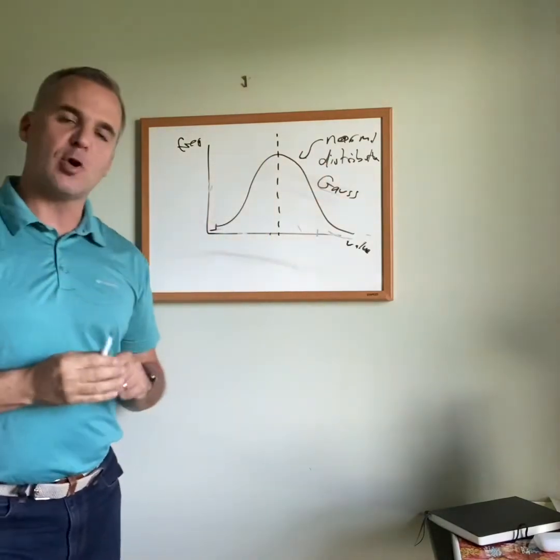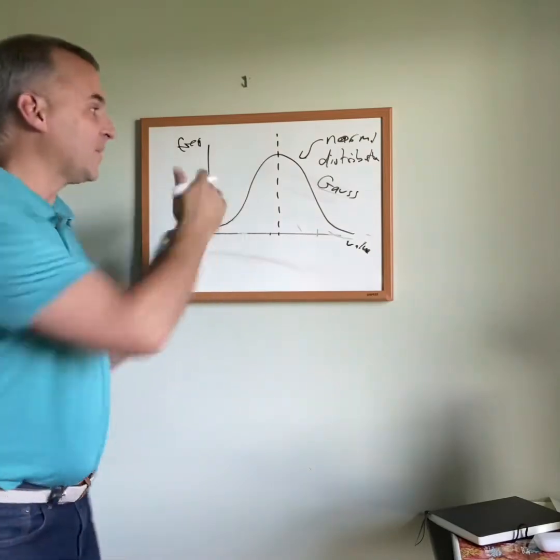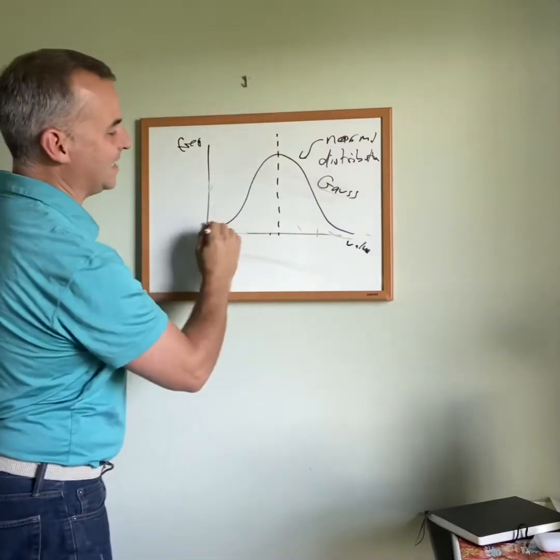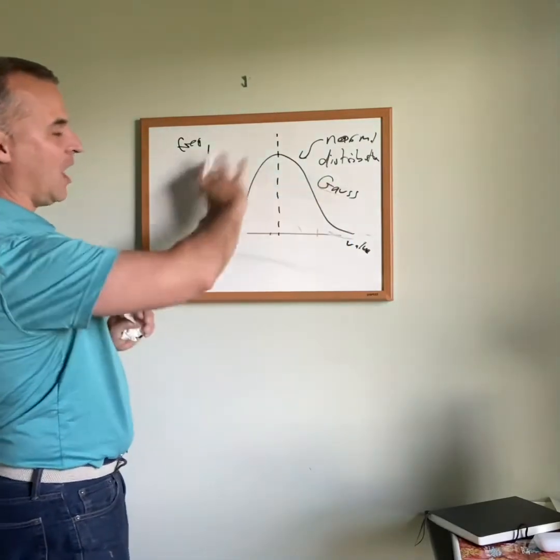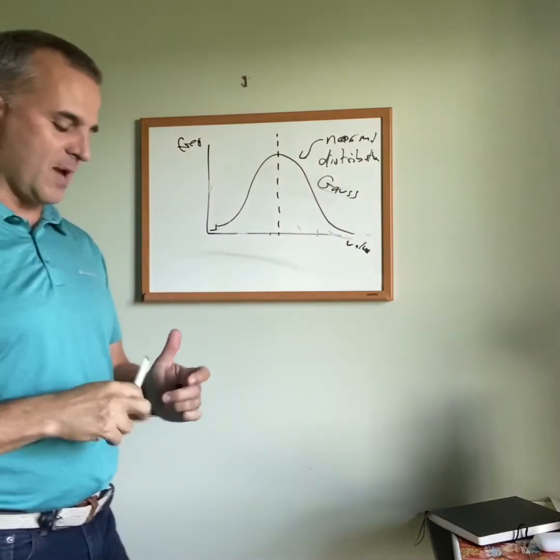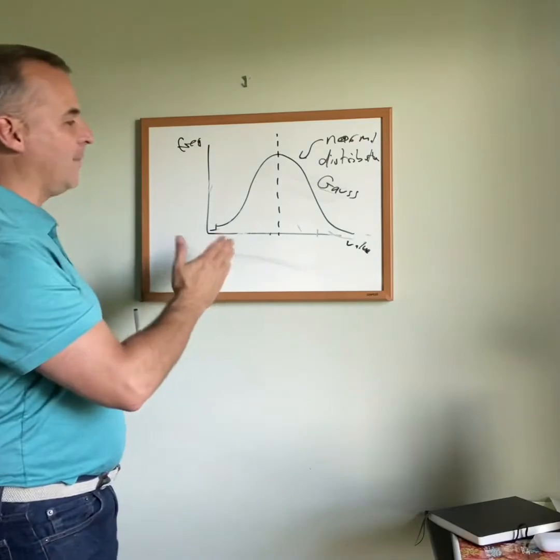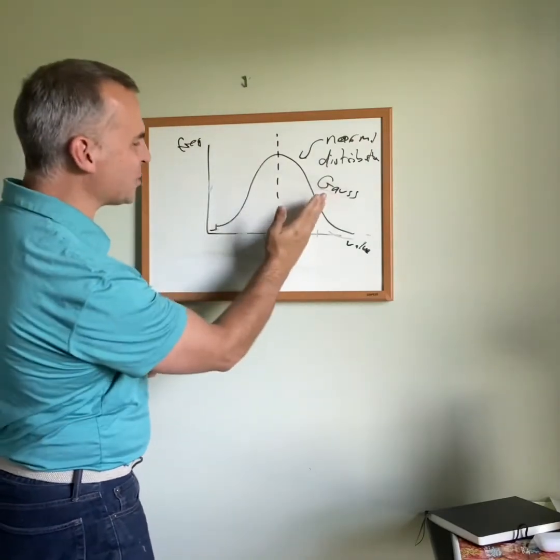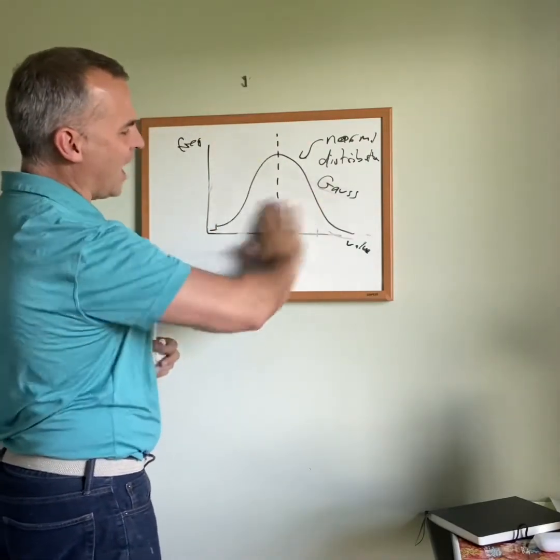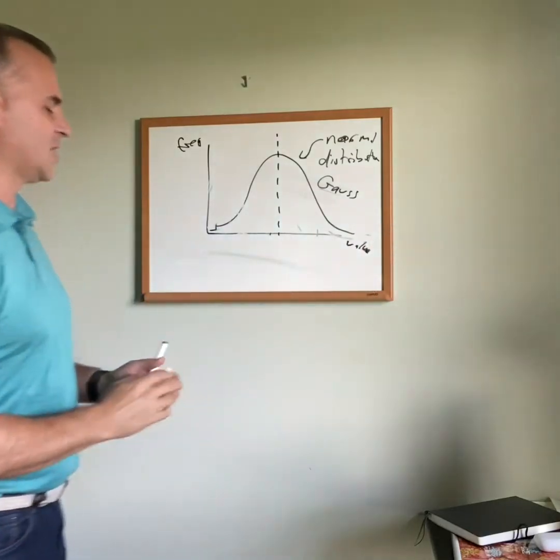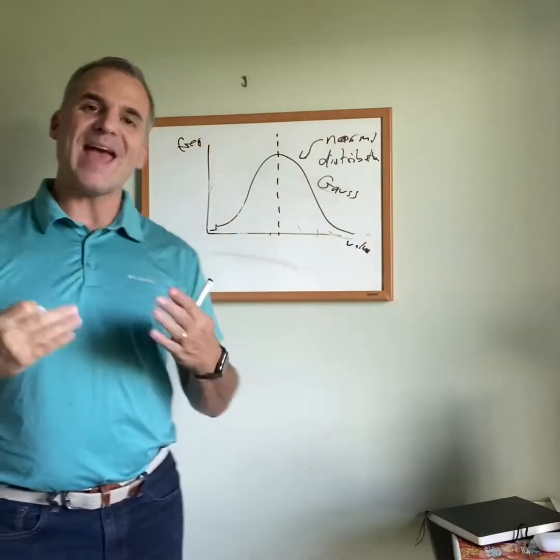It is also perfectly mesokurtic. It's not too high of a peak, and it's not too flat. It's kind of that Goldilocks curve. It's right in the middle, nice and symmetric without being too high or too low. It's just kind of that nice curve. Now, we can put numbers to this.